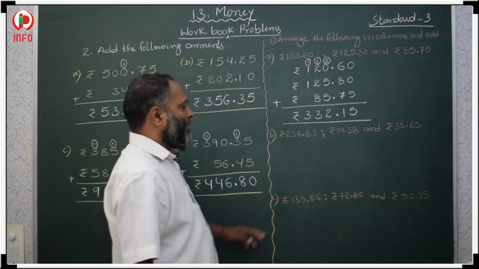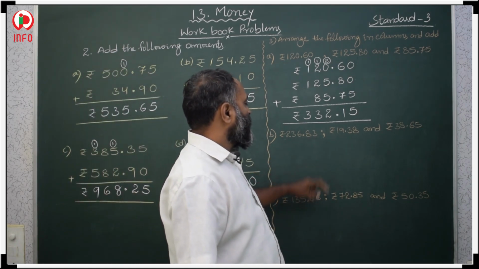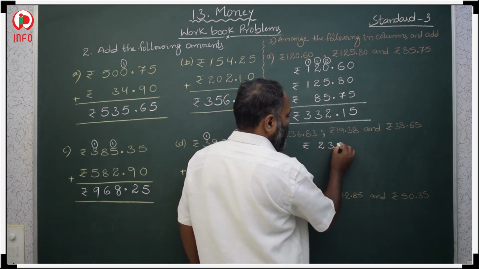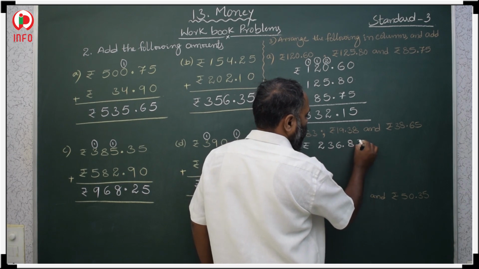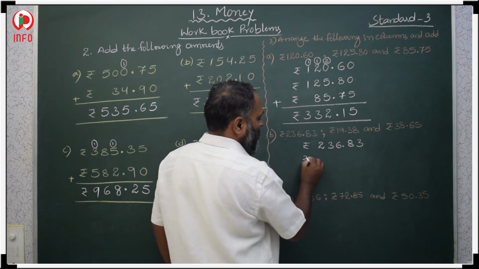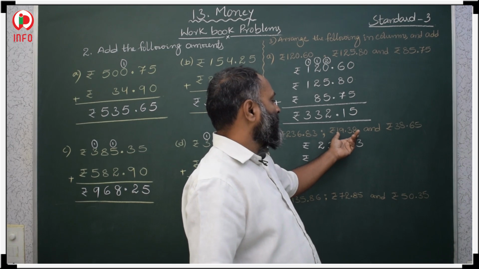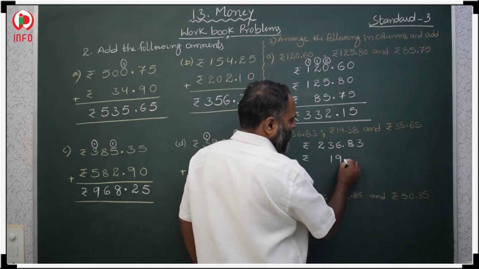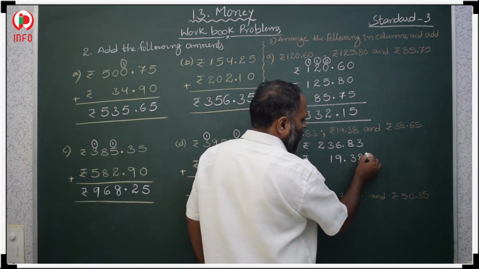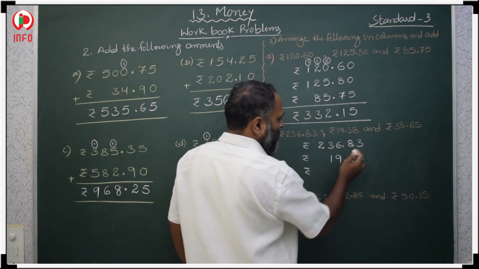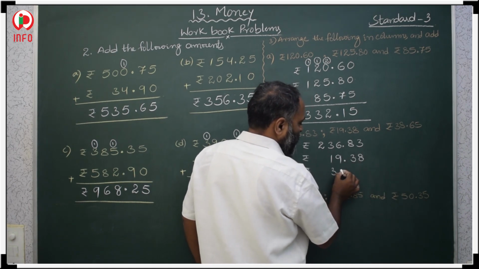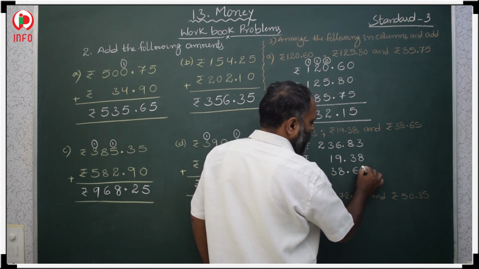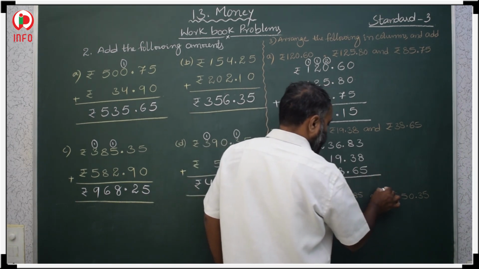Next question. 236 rupees 83 paisa, the first amount. The next one is 19 rupees 38 paisa. 19 rupees means it starts from the tens place and ones place. Then the next one is 38 rupees, starting from the tens place, 65 paisa. Now add.